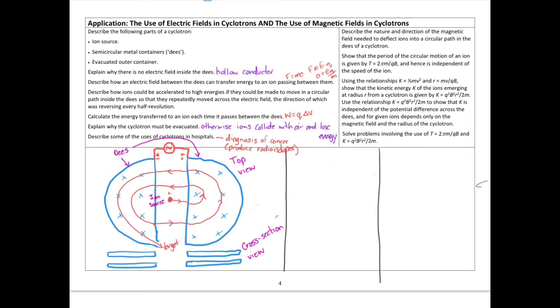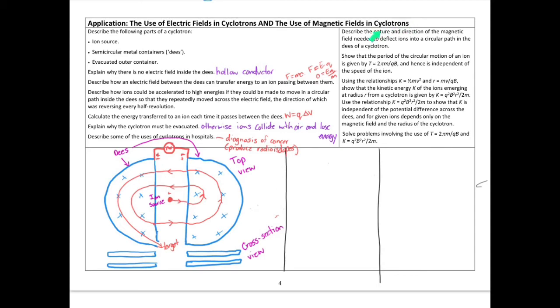The only one I've really missed there, but hopefully I've explained as we go on, is to describe how ions could be accelerated to high energies if they could be made to move in a circular path inside the Ds, so they could repeatedly move across the electric field, once across, twice across, 3 times across, 4 times across, and we could go on and on. So they repeatedly moved across the field, the direction of which was reversing every half revolution. So this needs to alternate every half revolution. Hopefully that's given you an insight into how a simple particle accelerator known as a cyclotron works.